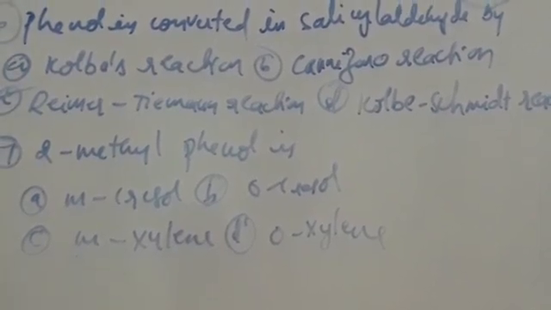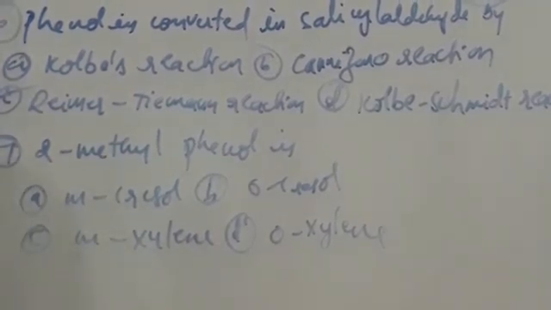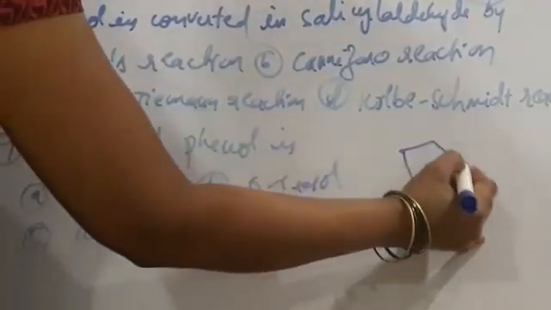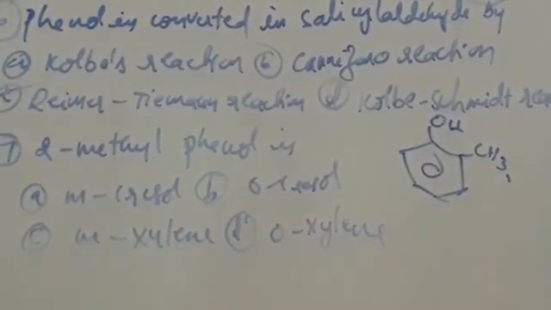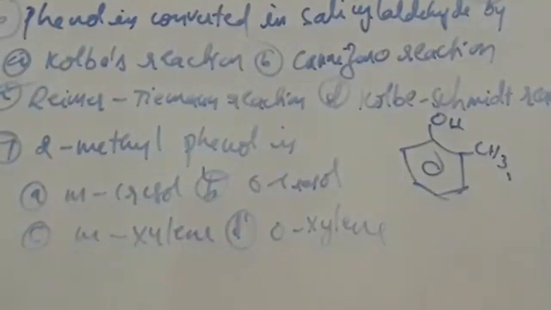Okay. Next. 2-methylphenol. Okay. So what is 2-methylphenol? Methylphenols are called cresols. Okay. If a methyl substitution is at second position, okay, this is called orthocresol. Okay. 2-methylphenol means ortho position is occupied with the CH3 group. So orthocresol. Okay.